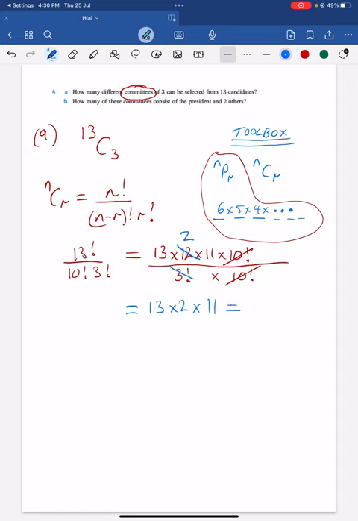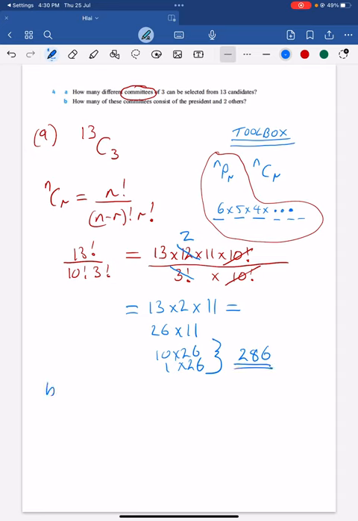Again, non-calculator, that's 26 times 11. So that's 10 times 26 plus 1 times 26. And you can see that without a calculator, that's 286. That's part A done.